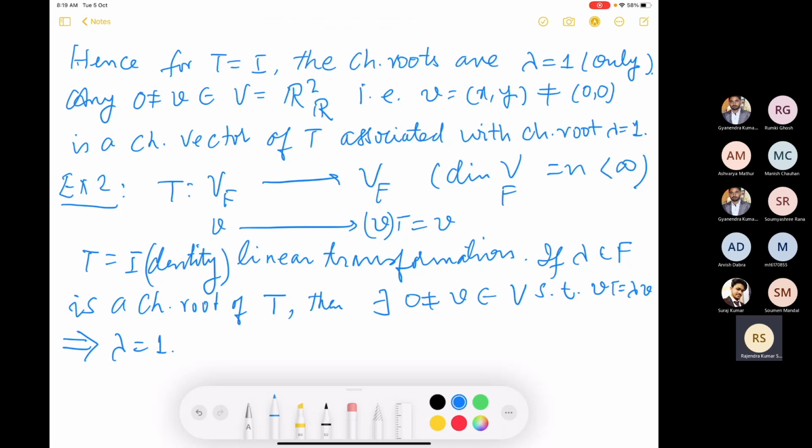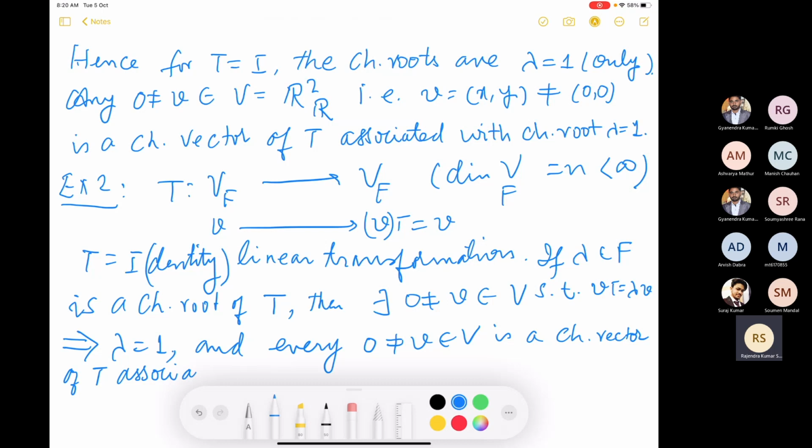So this gives that the identity linear transformation on every finite dimensional vector space has only one eigenvalue, namely lambda is equal to 1, and every non-zero vector V in V is a characteristic vector of T associated with this eigenvalue lambda is equal to 1.